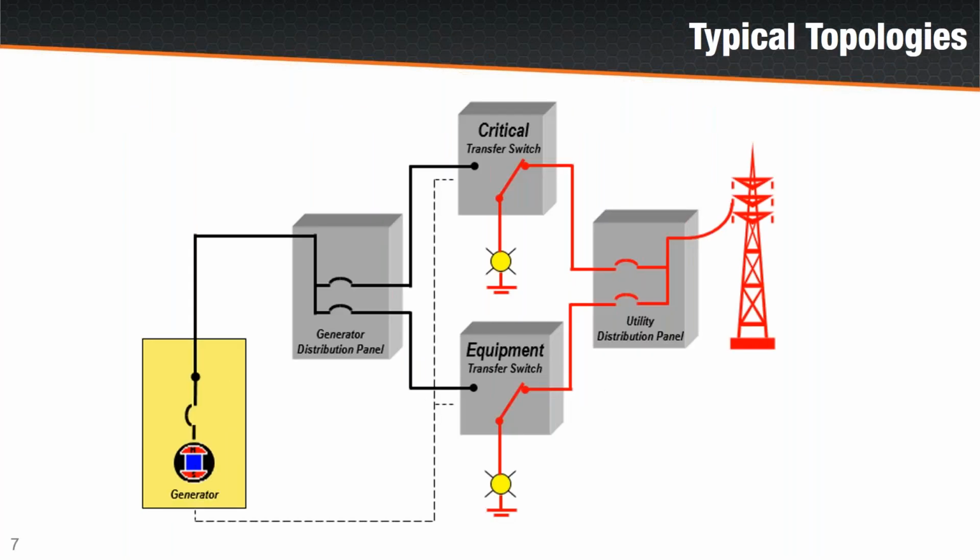It's quite common for us to see multiple transfer switches used on a given project. The reason for multiple transfer switches is obviously separation of circuits. In this particular case, critical could be an emergency system transfer switch that needs to be separated from maybe essential equipment.